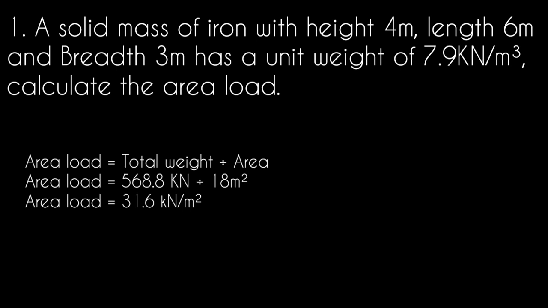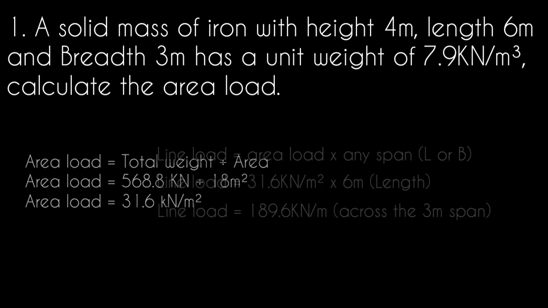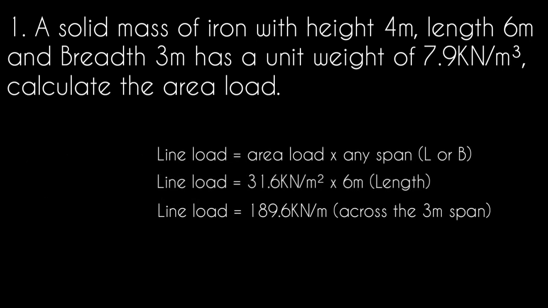Now, let's see how we can convert area load to line load. This will simply require you to multiply your area load by either the length or the breadth. So let's take our area load, 31.6 kilonewton per meter square, multiplied by the length, which is 6 meters. The line load is going to give us 189.6 kilonewton per meter. Now, this should be noted that this line load is given across the 3 meter span.